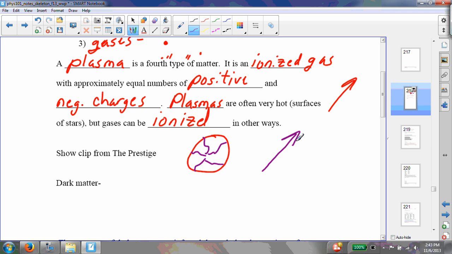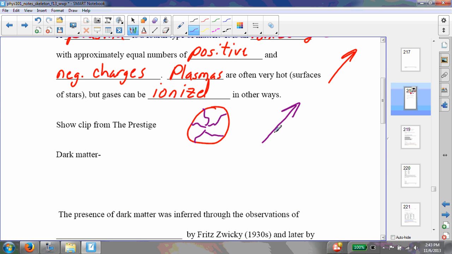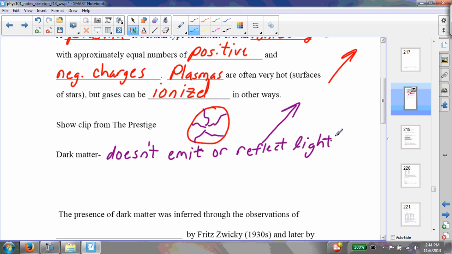Now, there's another type of matter. This isn't a phase or a state of matter, but it's called dark matter. Dark matter is called dark because it's matter that doesn't emit or reflect light. So it is dark. It's not necessarily a state of matter, but it's something that we don't really know what it is. So it could be some other type of material that we just don't know.